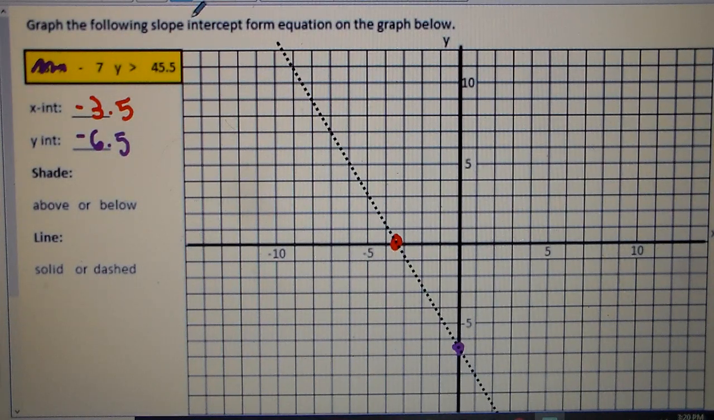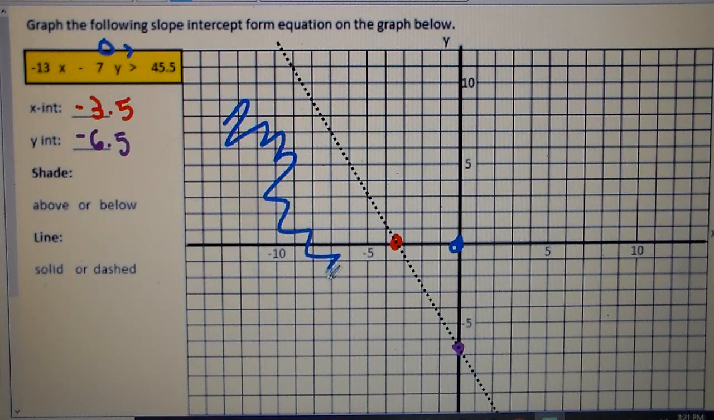Now we're going to put 0, 0 in for both the x-axis and the y-axis. Or sorry, for the x and the y, so we put 0 in for x, 0 in for y. Then you get 13 times 0 is 0, minus 7 times 0 is 0. Is 0 greater than 45.5? No. So that means that 0, 0 coordinate is false.